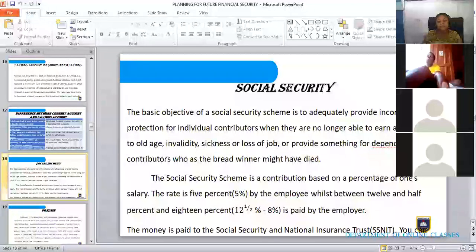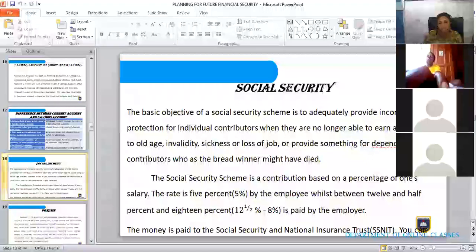So, for instance, the breadwinner of the family just dies. Once you have proof, that is a death certificate, you go through the process, and then whatever money the deceased contributed during his or her lifetime will be paid to the dependent. And the dependent in this case could be the children or people who depend on the deceased person.